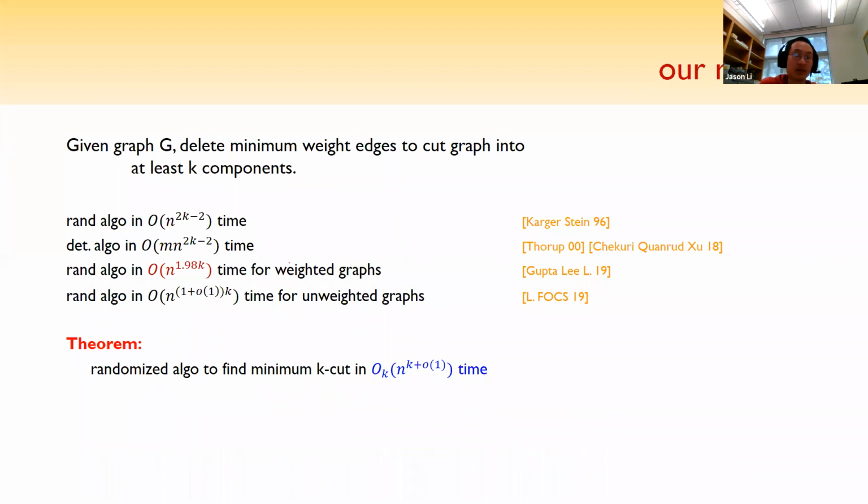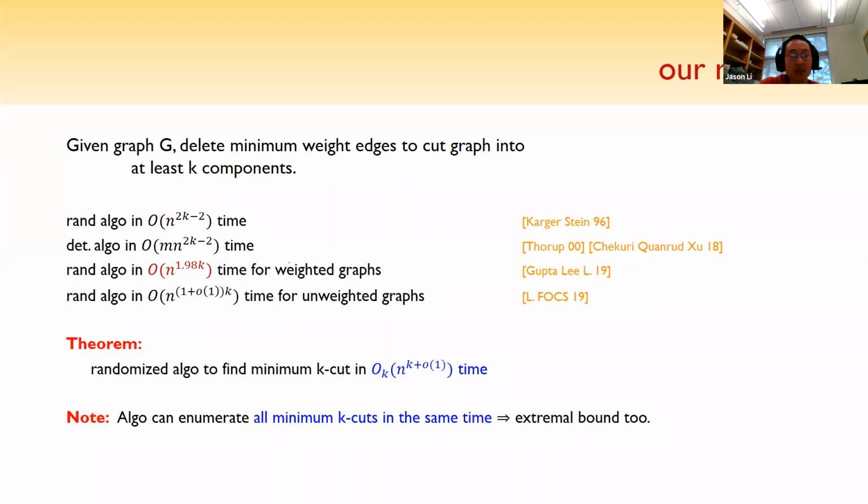So what is our main result in this talk? We generalized both the 1.98^k time algorithm and the n to the k algorithm for unweighted graphs to get a roughly n to the k algorithm for weighted graphs to compute a min k cut. And this algorithm can also enumerate all the min k cuts in the same time.